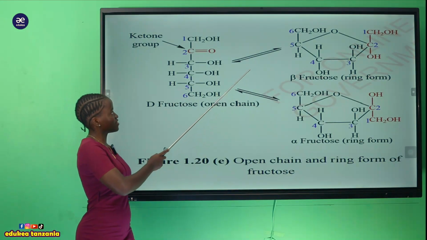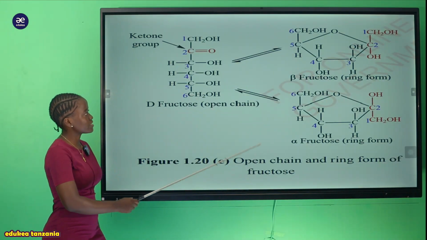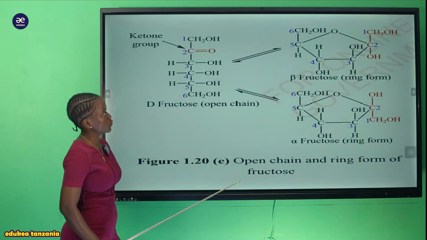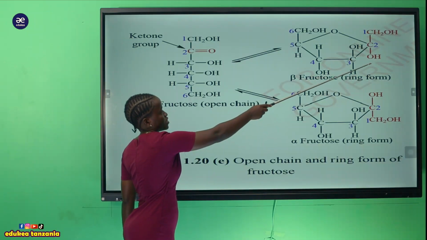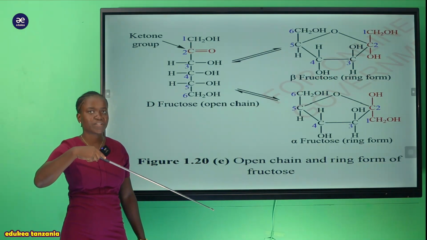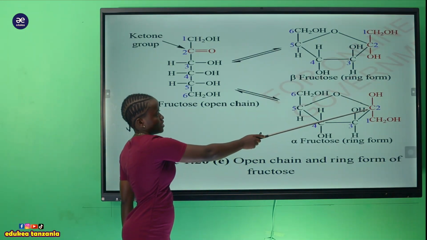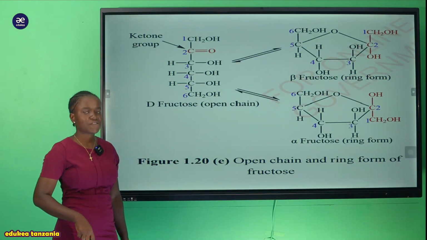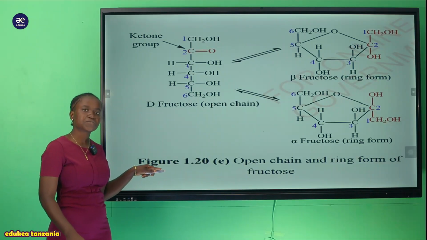And ukiangalia sasa the ring form of this fructose, ukianzia na ya beta glucose, ndipo ambapo unaona kwenye carbon number 2, this one on the carbon number 2, there is orientation of hydroxyl group, it is projecting on the below surface of a ring. But ukiangalia kwenye alpha glucose, kwenye carbon number 2, the hydroxyl group it tend to project on the upper surface of a ring. Kwa kutokana na hiyo sababu ndio ambayo inaleteleza utofauti.